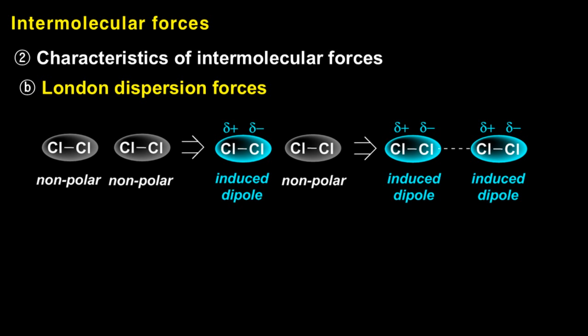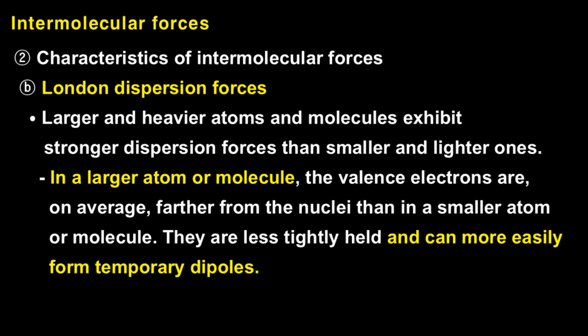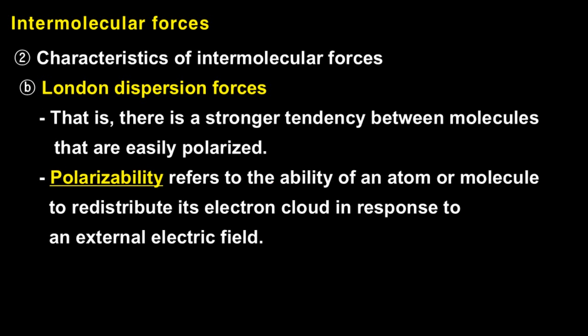and melting point. The strength of London dispersion forces depends on two main factors: molecular size and shape. Larger and heavier atoms or molecules tend to experience stronger dispersion forces than smaller ones. That's because their valence electrons are farther away from the nucleus, so they're not held as tightly, and that makes the electron cloud easier to distort. Since their electron clouds are more easily distorted, larger molecules can form temporary dipoles more readily. That's why molecules with higher polarizability experience stronger dispersion forces.